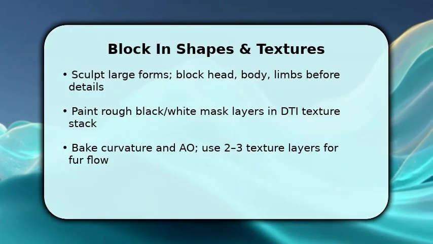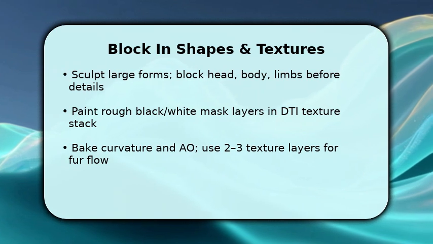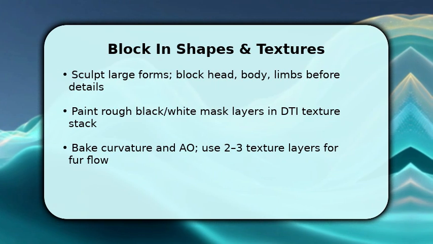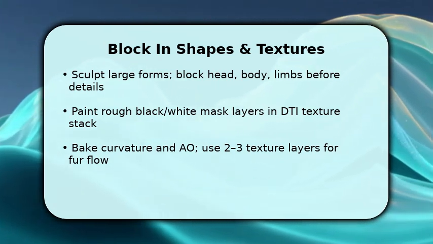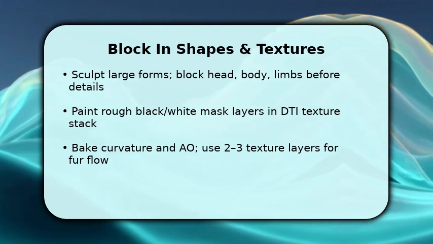You now block in shapes and texture flow, sculpt broad anatomical forms, head, torso, limbs, prioritizing silhouette over small details so fur direction reads correctly. Then paint a rough black and white mask in the DTI texture stack to define panda markings and test symmetry.